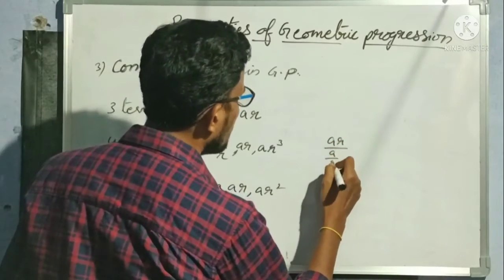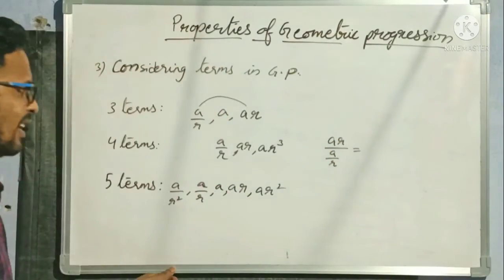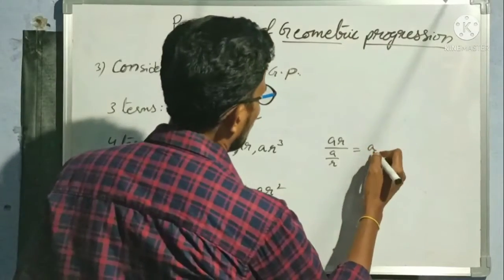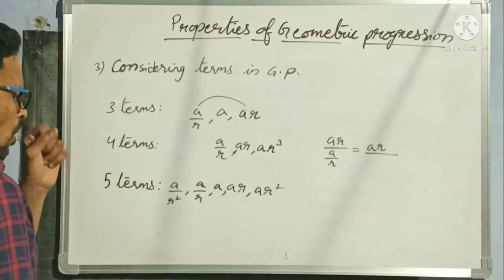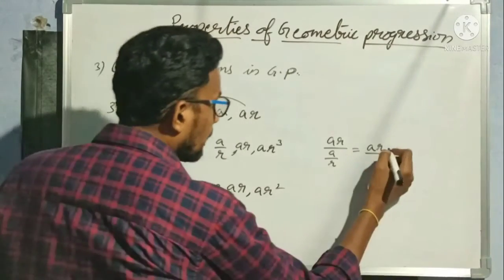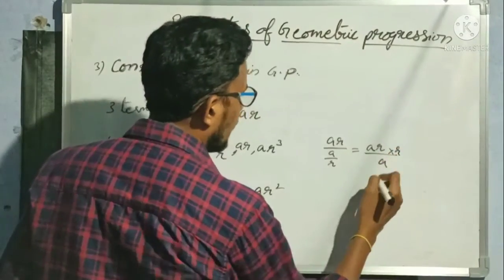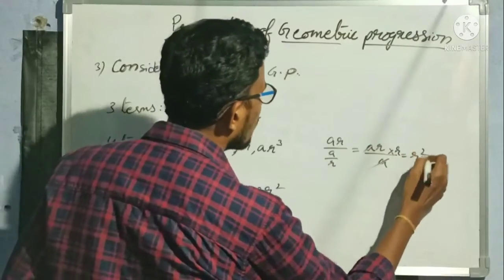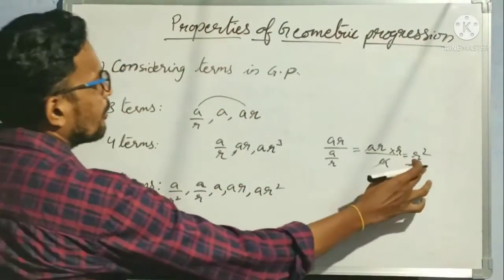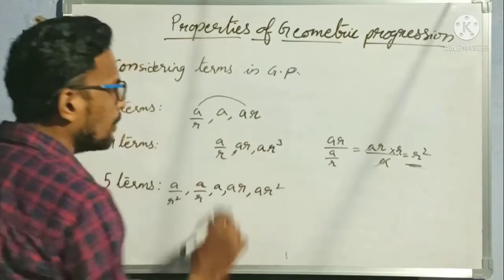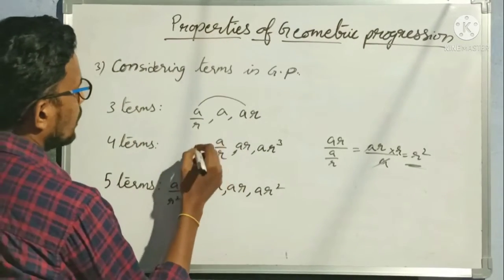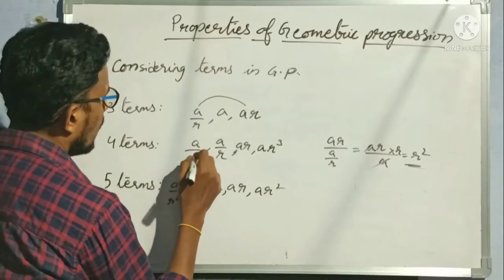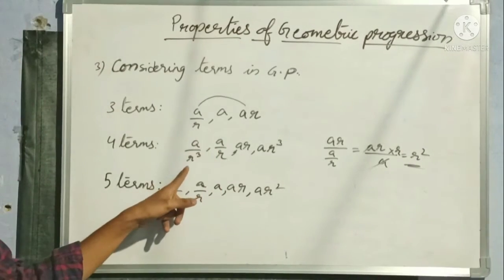AR divided by A by R is equal to AR into R by A. So A gets cancelled, R square, right? So here our common difference is R square. So AR should be multiplied by R square. So in the same way, I should divide by R square here, so that becomes A by R cube.